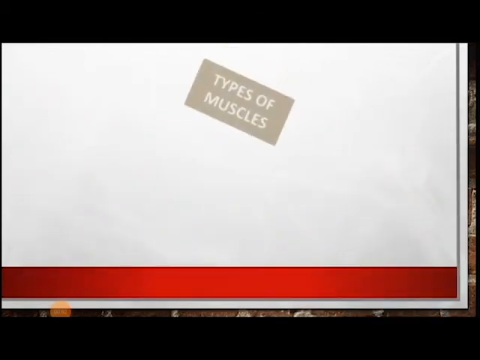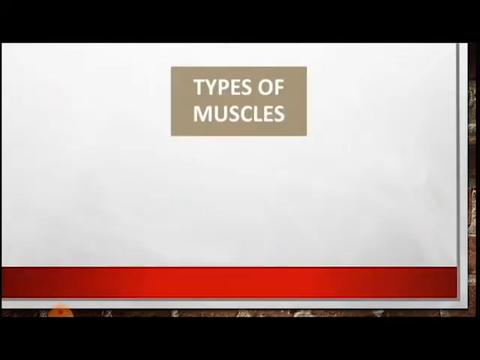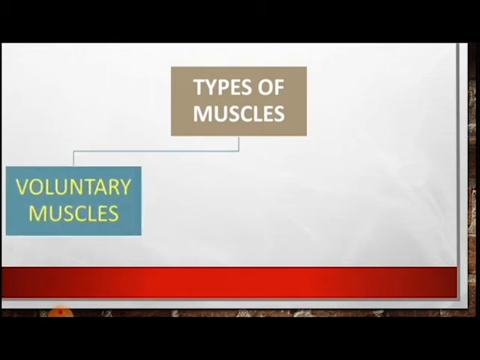There are mainly three types of muscles. They are: first, voluntary muscles. The muscles attached to the skeleton are under our direct control. Such muscles are known as skeletal or voluntary muscles. These muscles bring about movement when we walk, talk, smile, frown or eat.